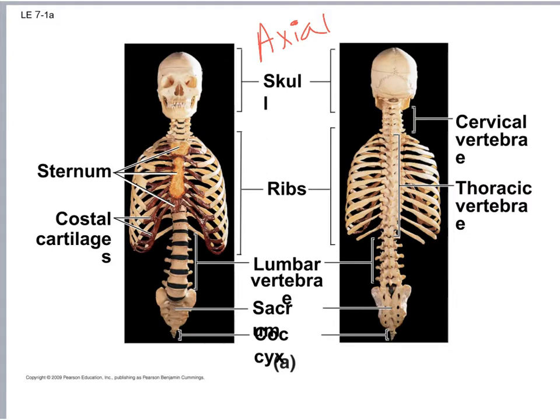So in the skull, we're going to look at cranial bones and facial bones. And then we're going to look at all the bones of the vertebrae. And then we're going to look at the ribs and the breastbone, which make up the thoracic cage. So we look at all those different bones. This is what it looks like from the front. This is what it looks like from the back. Okay?